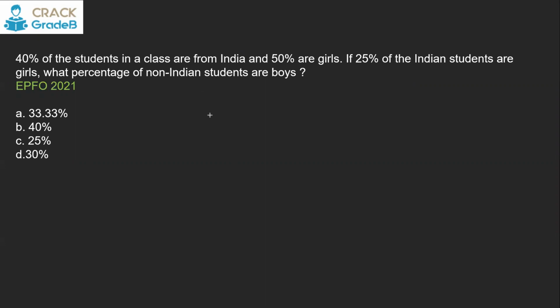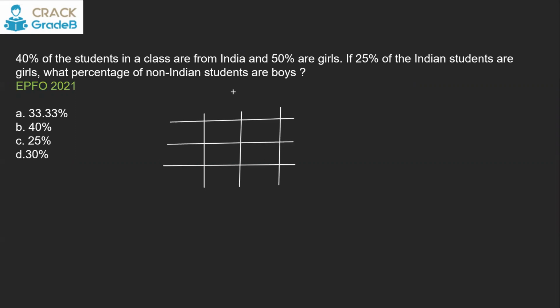So, 2x2 question. You know how we solve those? By making tables like this. So here we are going to write boys, girls, Indians, and non-Indians. Let's say there are a total of 100 students in this class.